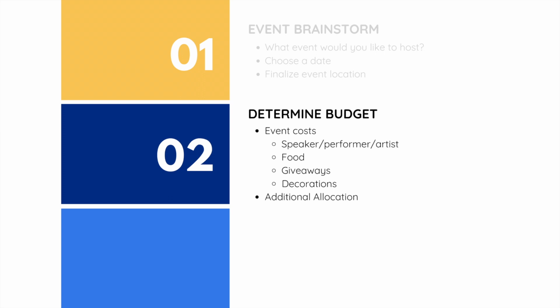An additional allocation is a form submitted to Senate when you need to ask for additional funds for an event or program. Senate will then determine your need and decide whether or not to award you these additional funds.